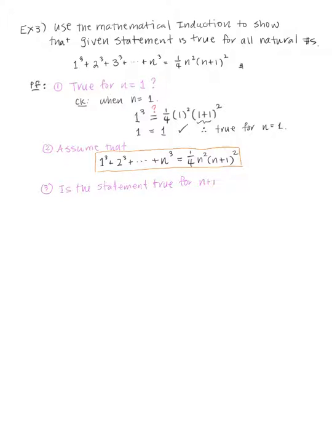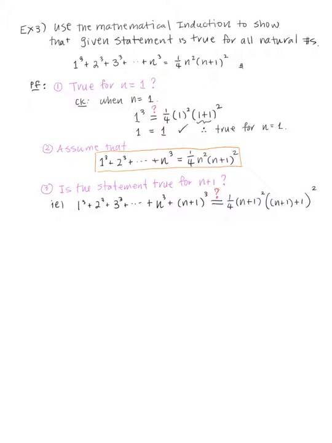for n plus 1? Okay, so let's write down what we're supposed to show. So i.e. is 1 to the third plus 2 to the third up to n to the third plus n plus 1 to the third. Is it going to equal 1/4 n plus 1 squared and then n plus 1 plus 1 squared?